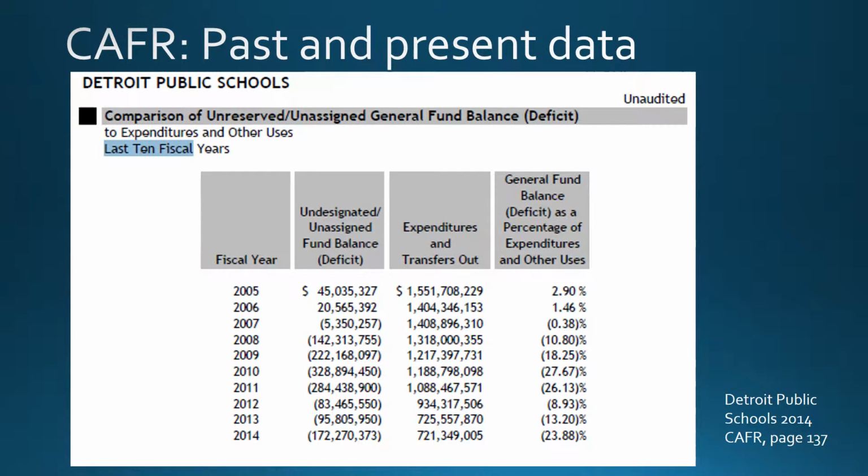The comprehensive annual financial report has a lot of past and present data, but that historical information can be really useful for financial analysis of long-term issues going on in your particular government agency. Here in Detroit Public Schools, you can see that they lay out for you the unassigned, undesignated fund balance or deficit for every year over a 10-year period. It shows you the expenditures and also gives you an idea of what the fund balance was as a percentage of the general fund. They're doing the math for you here.